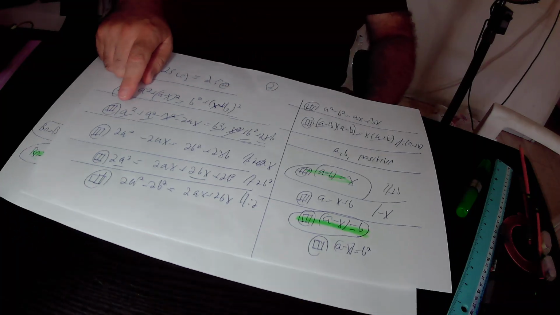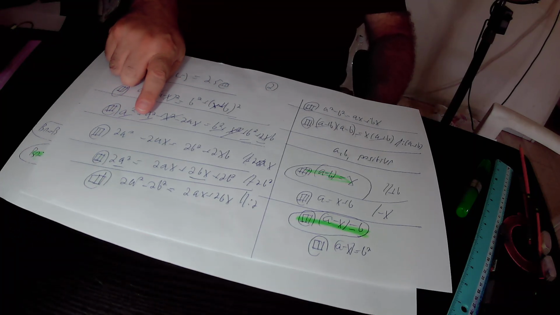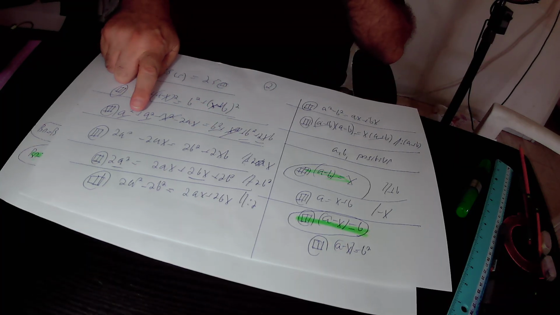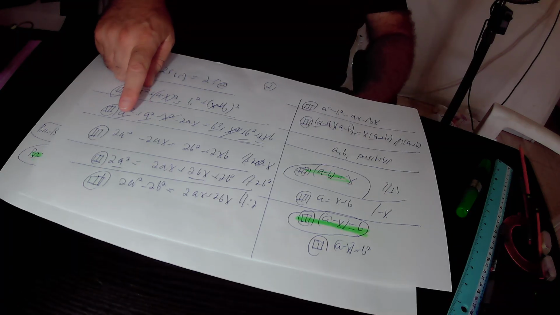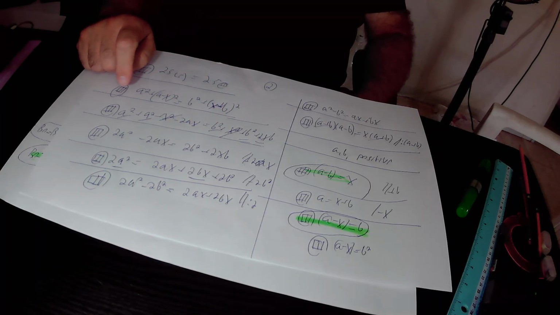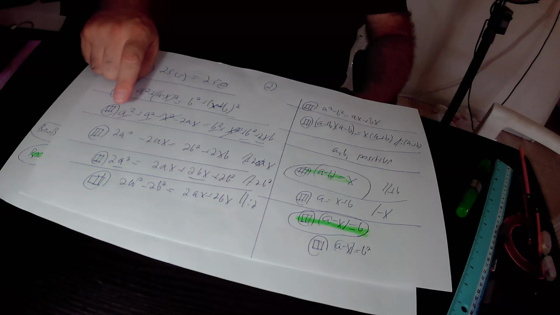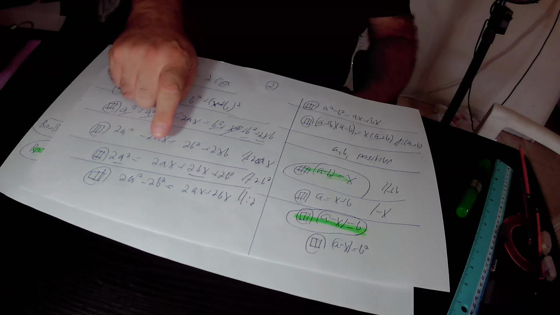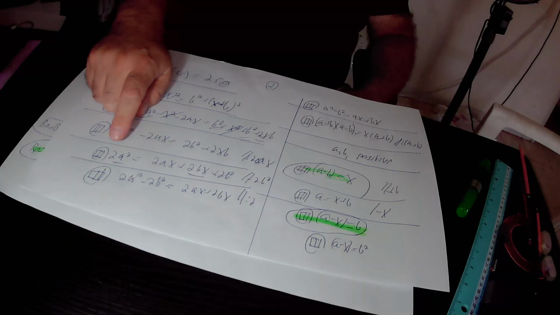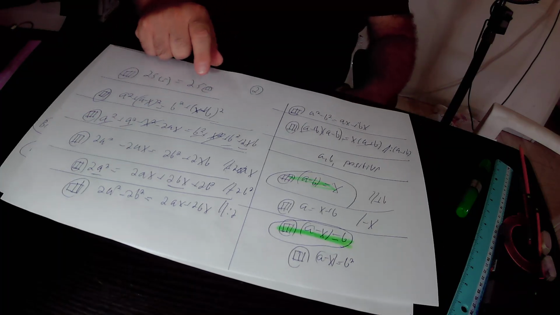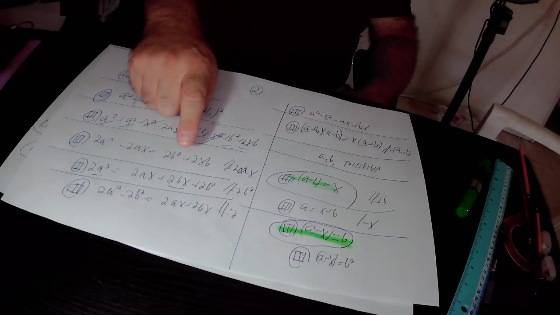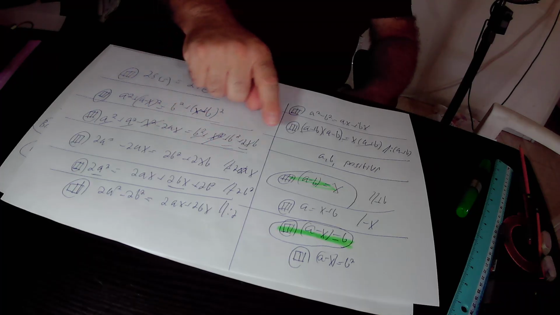So in total according to equation 3, we found that 2A squared minus 2AX equals 2B squared plus 2XB. Here we added 2AX to the equation and found that 2A squared equals 2AX plus 2B squared plus 2XB. Here we subtracted 2B squared from the equation and found that 2A squared minus 2B squared equals 2AX plus 2XB. Here we divided equation 3 by 2, and found that A squared minus B squared equals AX plus XB.